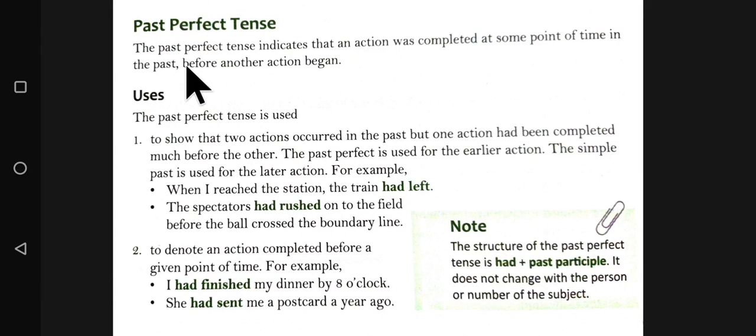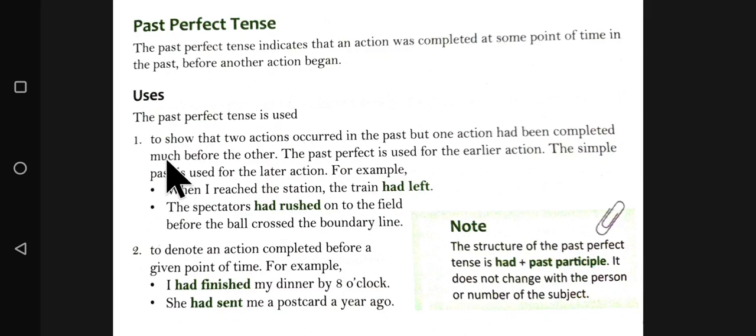Okay students, now next comes past perfect tense. Now past perfect tense indicates that an action was completed at some point of time in the past before another action began, or in other words, past perfect tense is used to show an action that was completed at some point of time in the past, before another or different action began. Okay, now let's see its uses.